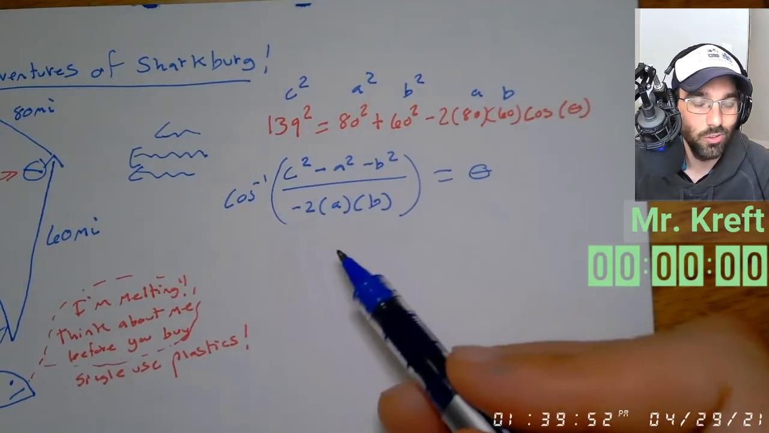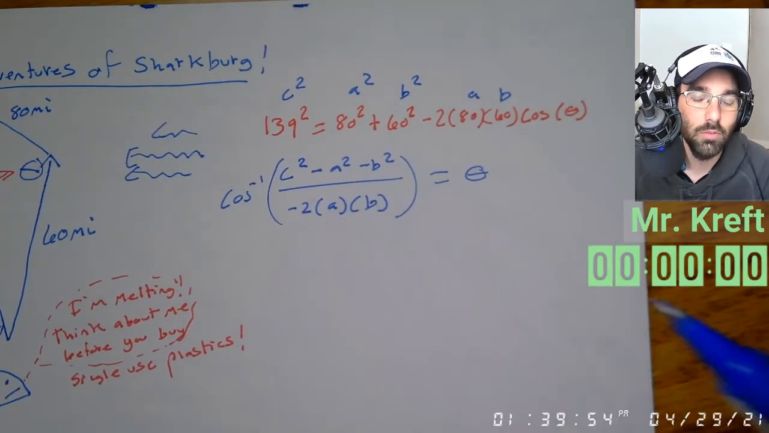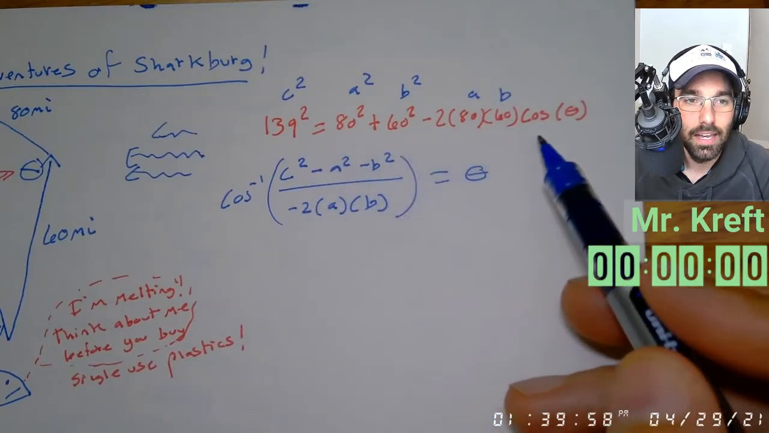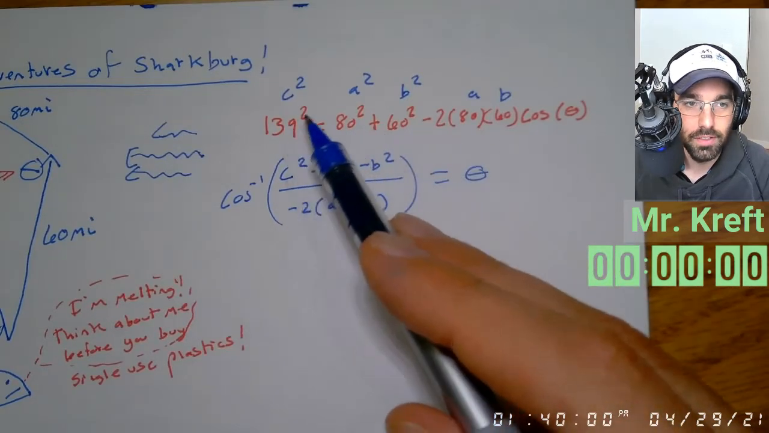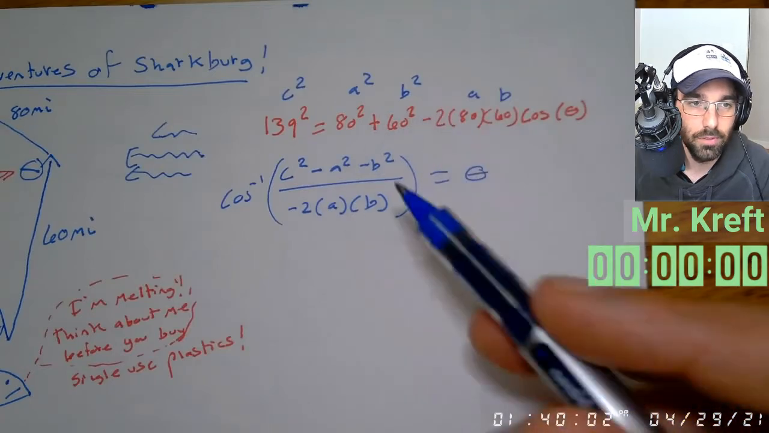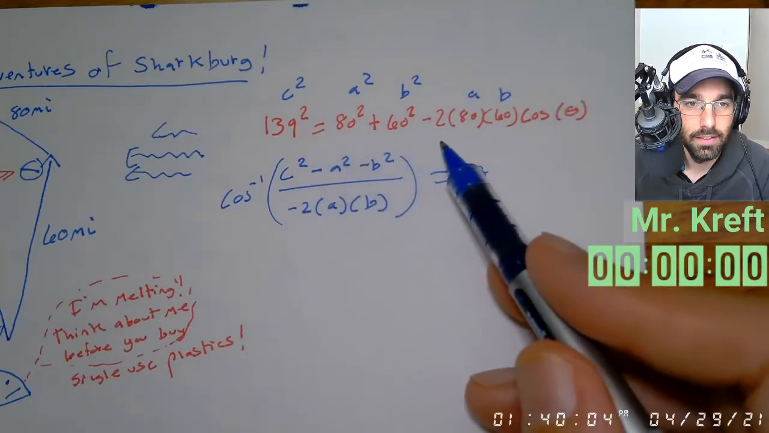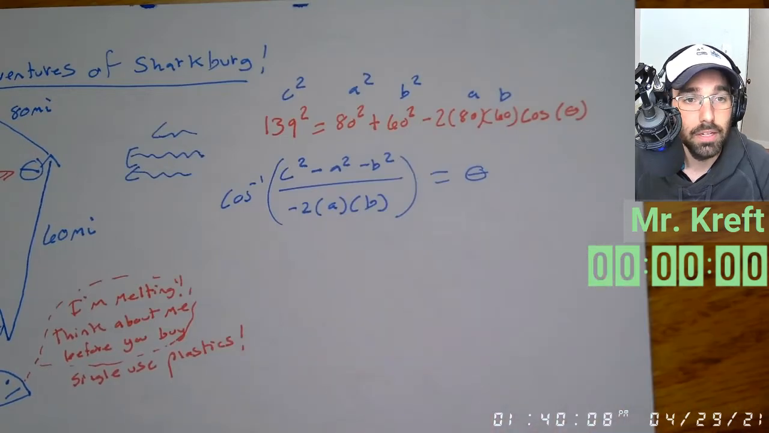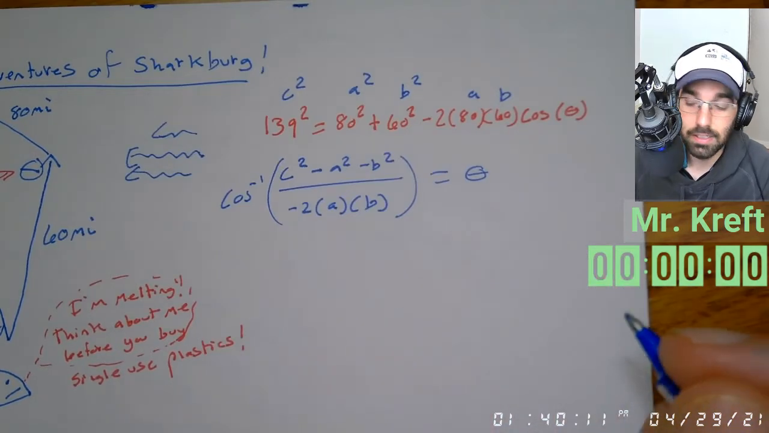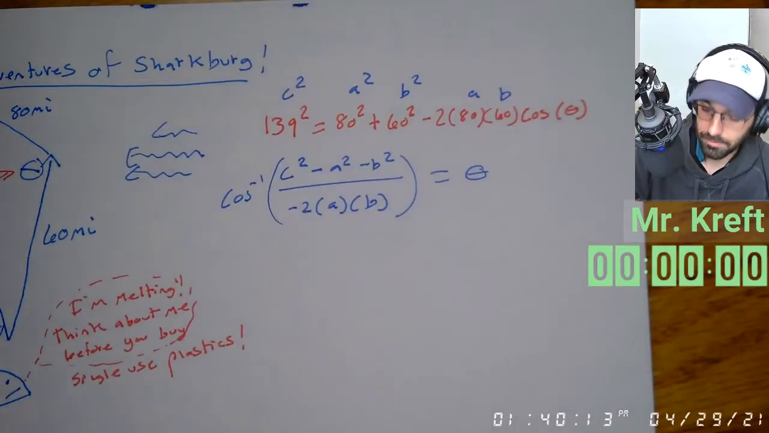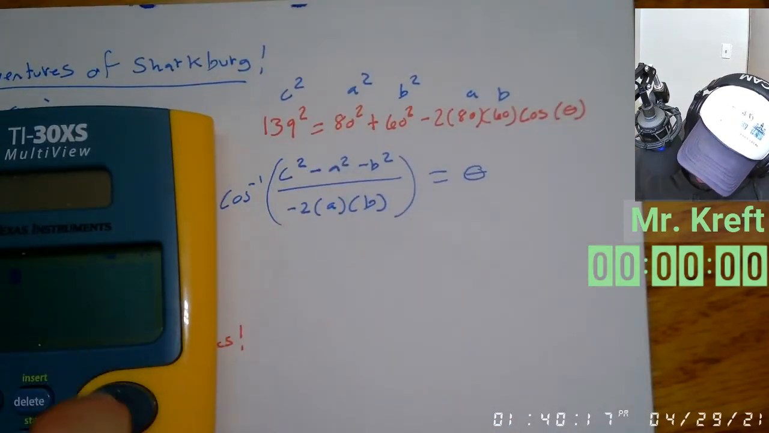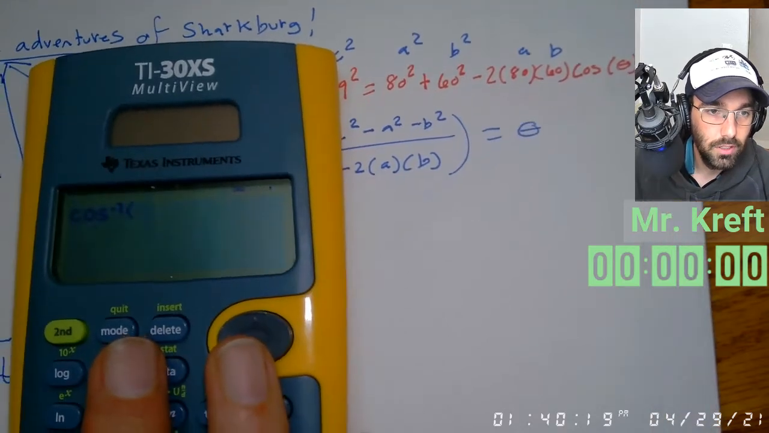If you get really good at solving symbolically, you save so much time because you're not writing down every number. You just say, this is this, this is this, and then solve it. So I start by subtracting, and then I divide, and then I take inverse cosine. The better you get at this, the faster these problems are going to get. So in my calculator, I have inverse cosine. Make sure you're in degrees.